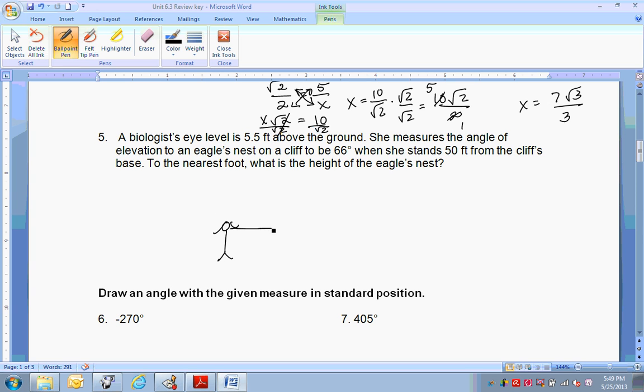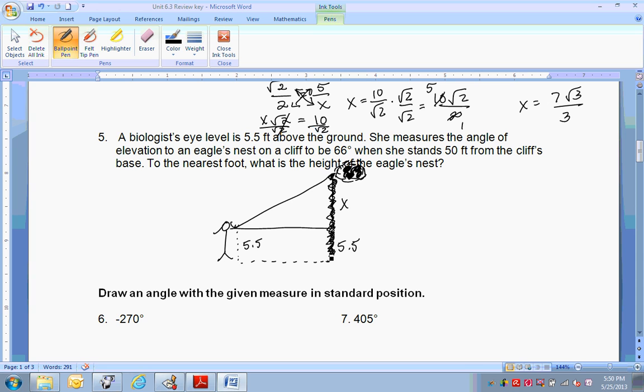And we know that her eye level is going to be 5.5 feet off the ground. Well, that's also this cliff over here, going to be 5.5 feet off the ground according to our eye level. And then there's an eagle's nest up at the top of the cliff. So we can draw our little picture with our eagle's nest. You can be as artistic as you want, but it will help you if you draw a picture on your test. So now they want to know the height of the eagle's nest.